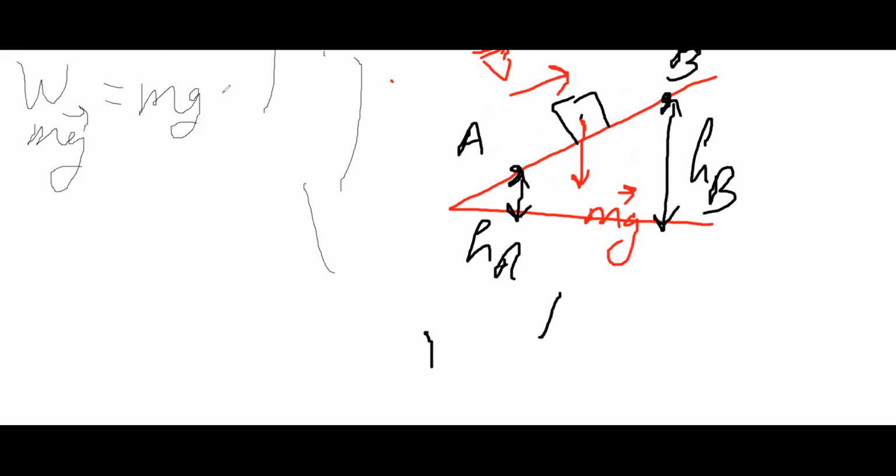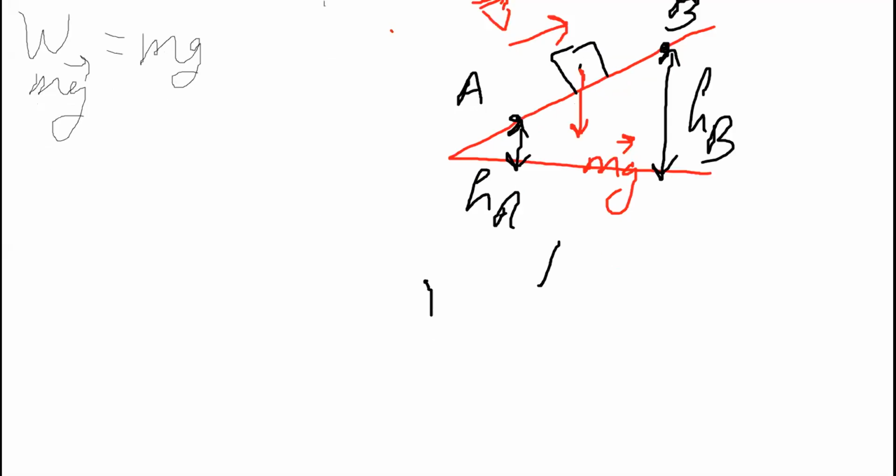Work done by mg equals mg (HA minus HB). Of course, HA is smaller than HB, so HA minus HB will be negative, and in this case the work will be negative, and so it is a resistive work.